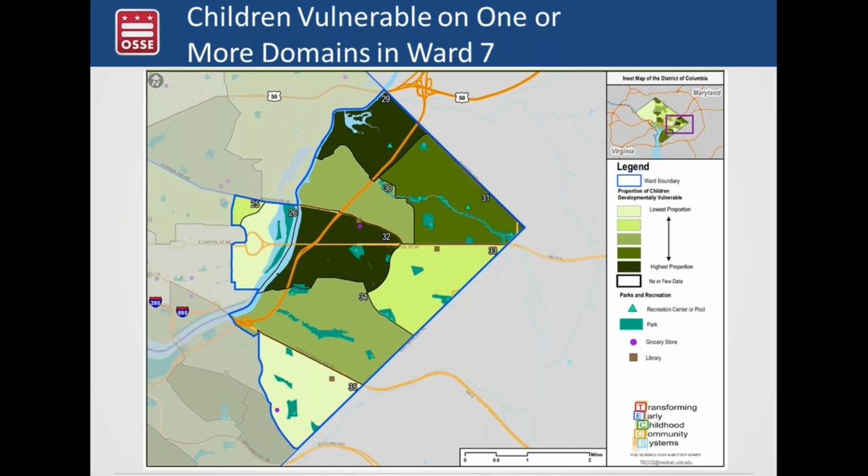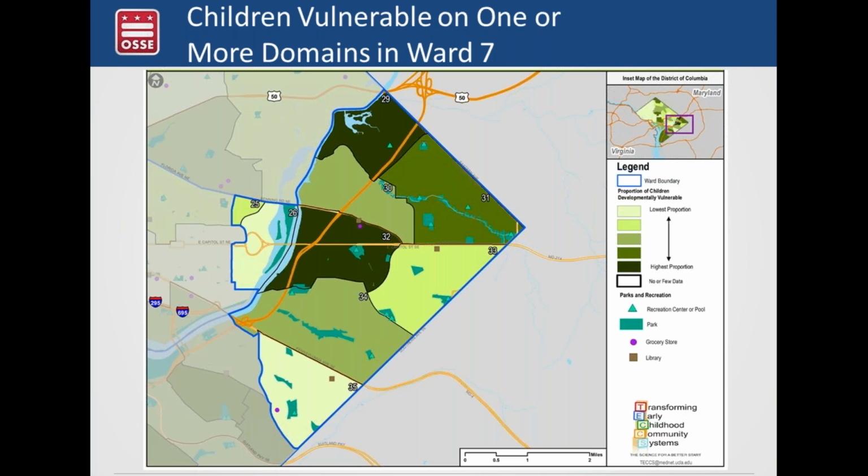OSSE has identified a number of really great indicators for us to overlay, and there are still other opportunities for more. This particular zoom-in, we like to call it, again, is that base map of children vulnerable on 1 or more, but we're zooming in towards Ward 7, and we're also overlaying some of the assets. In this case, we're showing the rec centers, the parks, grocery stores, and libraries.